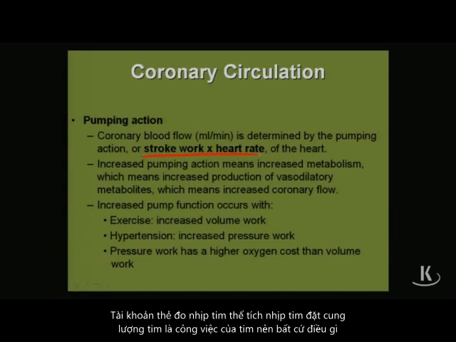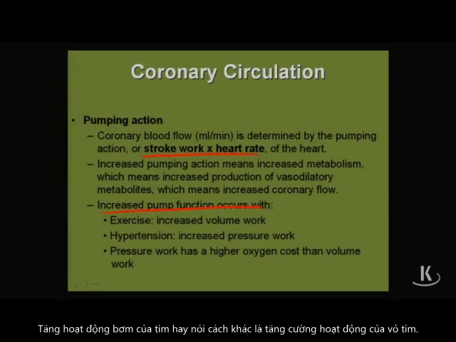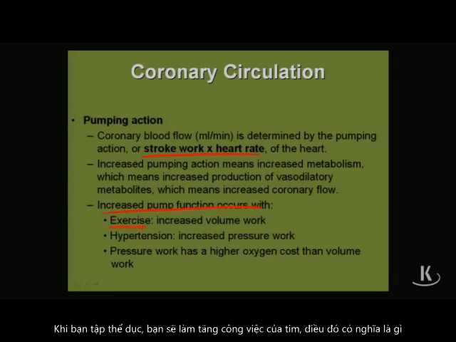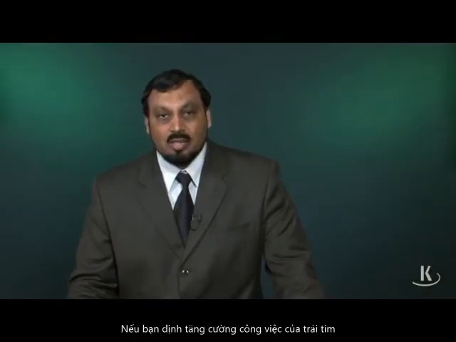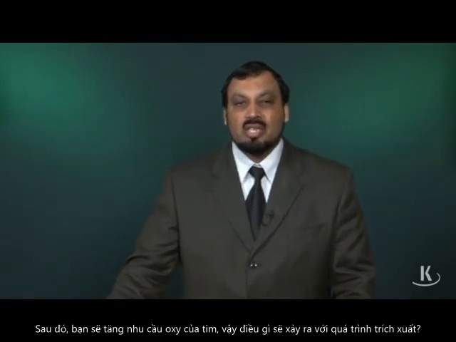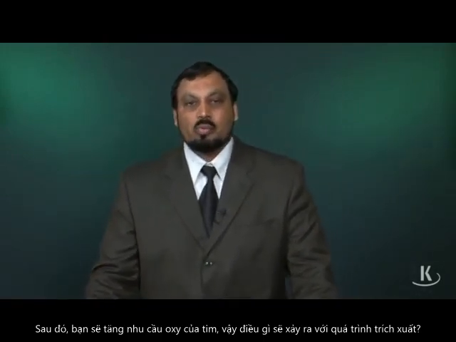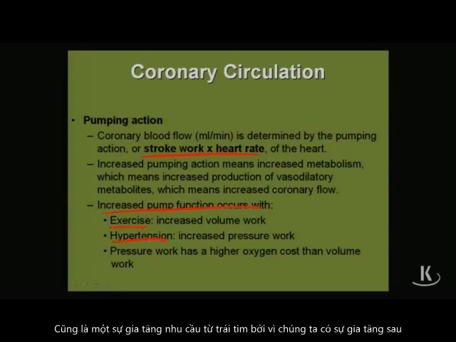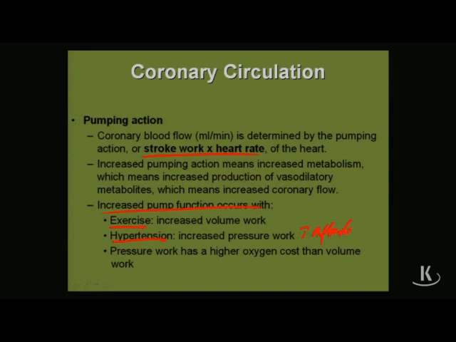Therefore, anything that increases the pumping action of the heart, in other words, increases the work of the heart, the cardiac output, for example exercise. When you exercise, you are going to increase the work of the heart. What does that mean? It means you are going to increase the oxygen demand of the heart. So what will happen to extraction? It will further increase. Hypertension is also an increased demand on the heart, because we have an increase in afterload.